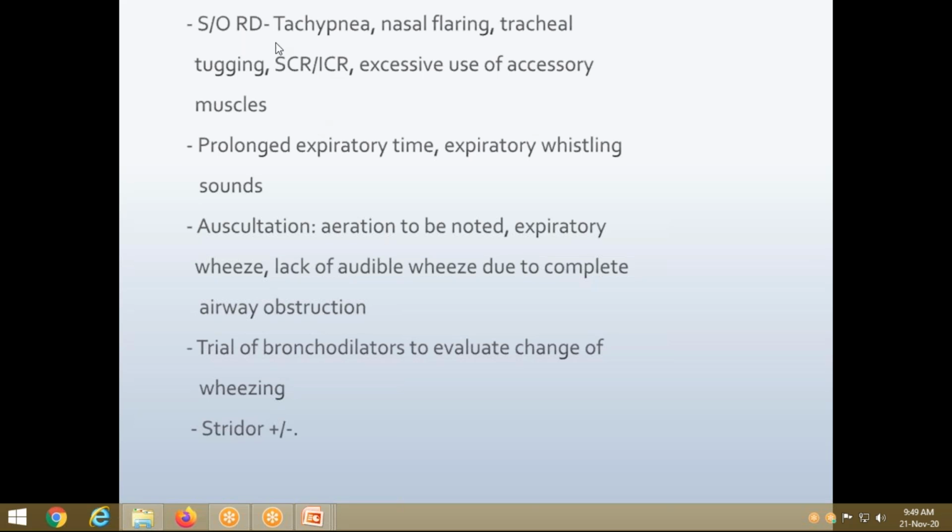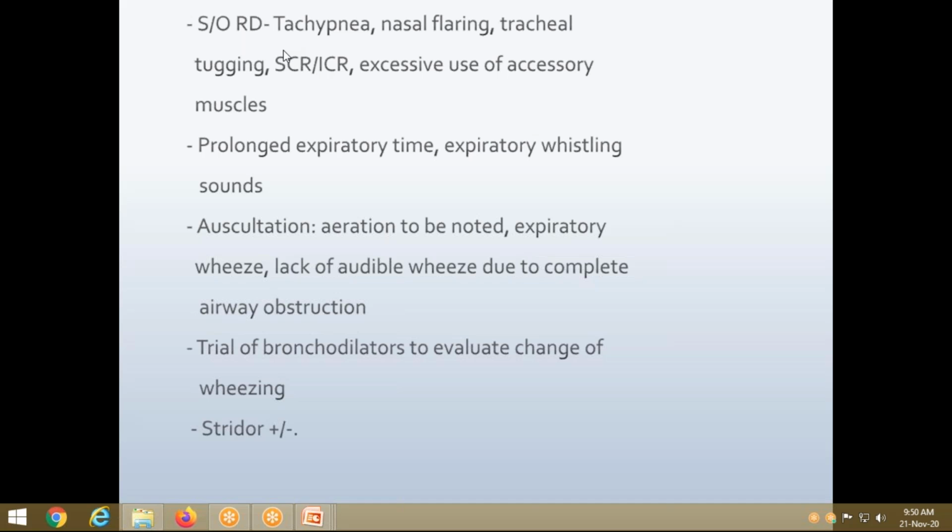You see, subcostal retractions are very important, because only airway obstruction usually causes subcostal retractions and suprasternal retractions rather than intercostal retractions. Intercostal retractions are more of parenchymal involvement, like you see in pneumonia. So in a child with wheeze, especially bronchial asthma, you observe subcostal and suprasternal retractions with accessory muscle usage like flaring of ala nasi.